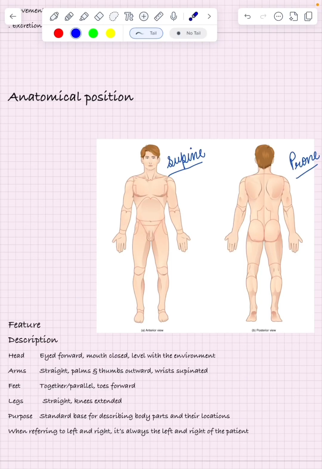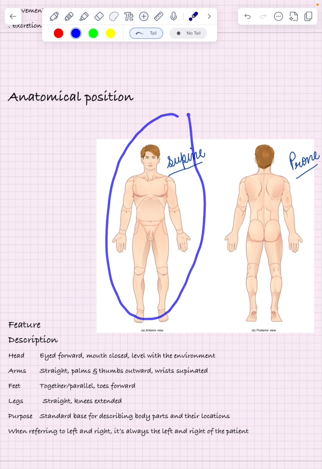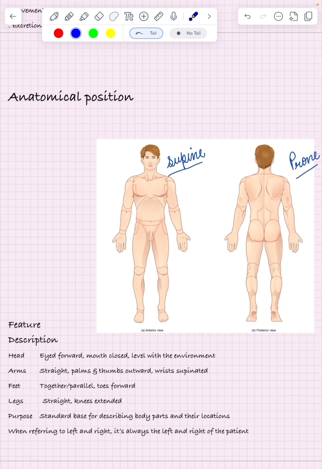The anatomical position is when a person stands upright, facing forward, with their feet flat on the ground, arms at their sides, and palms facing forward. This position is a reference point for describing the location of our body parts. We have 2 more terms, supine and prone. In supine, remember sun. Supine, the body is laying on the back with face upward, and prone, the body is laying on the stomach with face downwards.